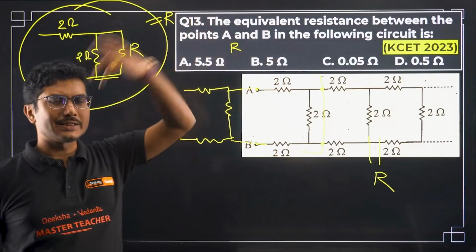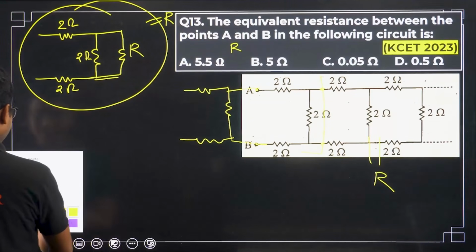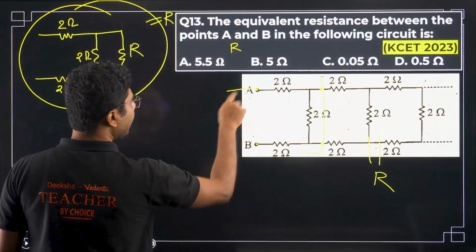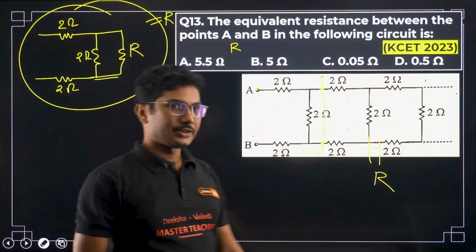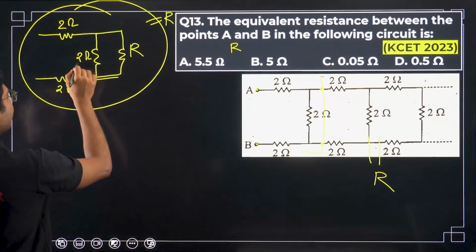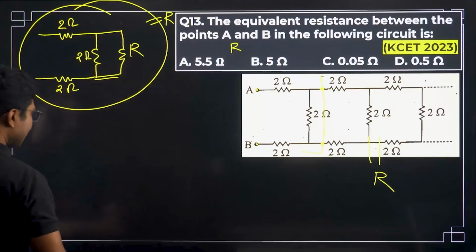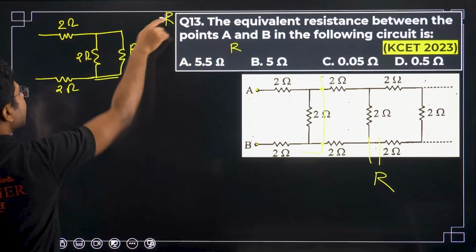This is an infinite circuit. It does not matter if you add or remove the 3 resistances, right? So this circuit will also have the same equivalent resistance as R. Now you have to solve it. So these two and this R are in parallel combination. So in parallel combination, what is the equivalent resistance?